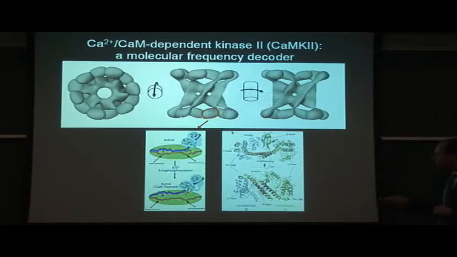And the new structure that came out just last month shows how this works in kind of beautiful molecular detail, in that there are two adjacent subunits with their auto-inhibitory domains right next to one another. And what you also see is that threonine 286, the autophosphorylation site, is at the hinge of this auto-inhibitory domain. So phosphorylation is going to essentially open up that hinge and not let it close and not allow the kinase to turn off.